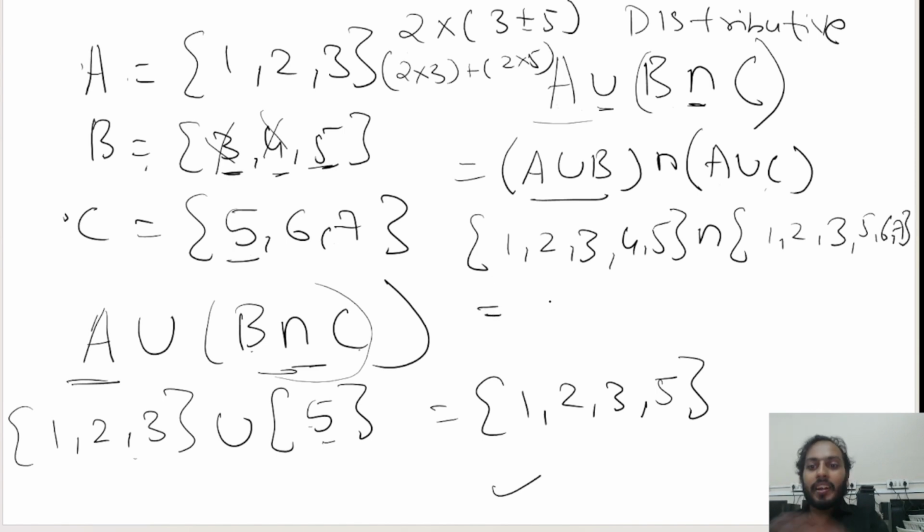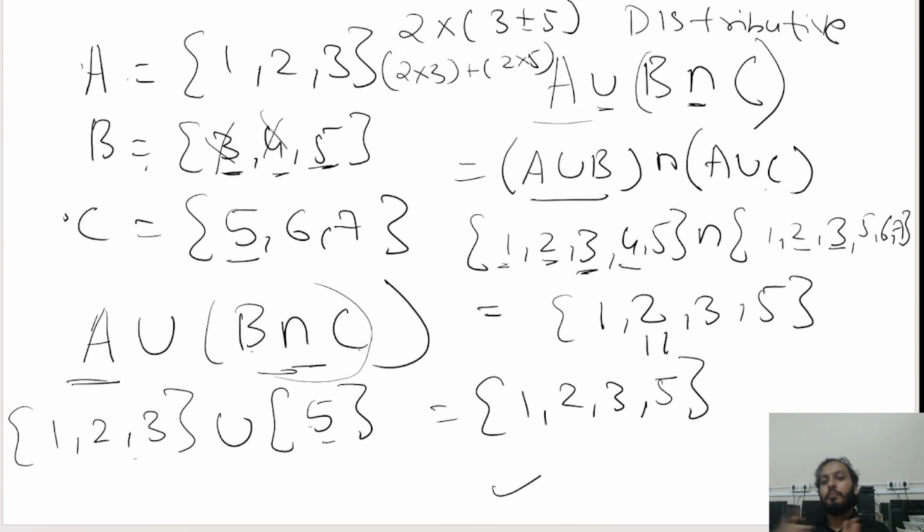Now tell me what's the intersection. This set is small, this set is big. Can I pick up my small set? One is here, one is here, one will come here. Two is here, two is here, two is going to come here. Three is also common, coming in both. Four, no. Five, yes. And you can see both are the same.